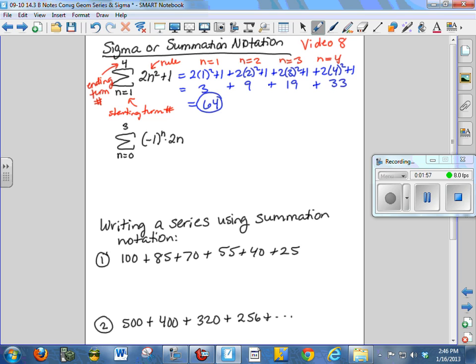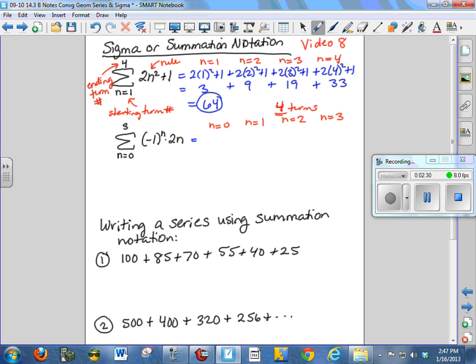Let's look at the next one. n equals 0 to 3 of negative 1 to the n times 2n. So how many terms are in the sequence? Not 3. It turns out there are 4 terms still. n equals 0, n equals 1, n equals 2, n equals 3. 4 terms, not 3. So you have to be careful. That's one mistake commonly made by students.